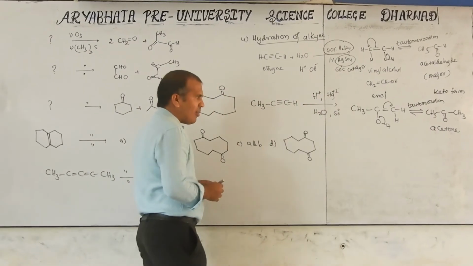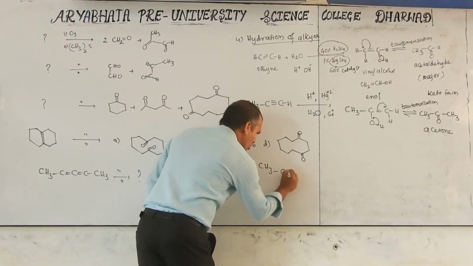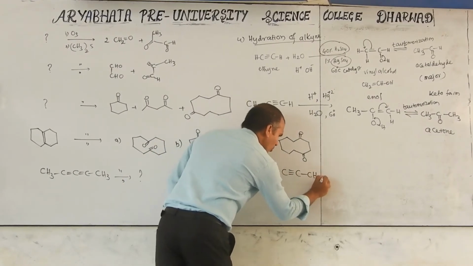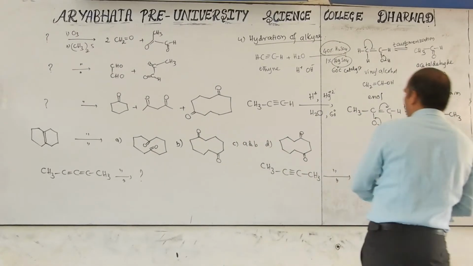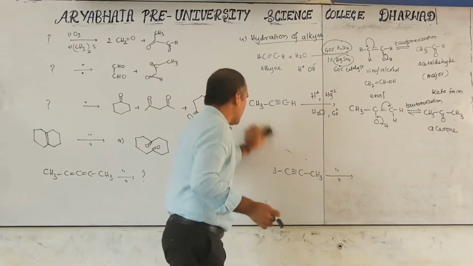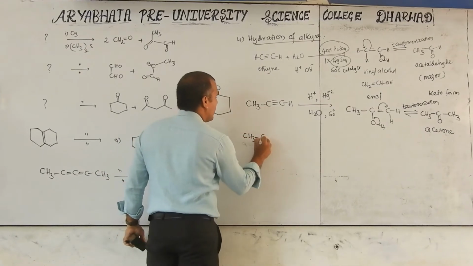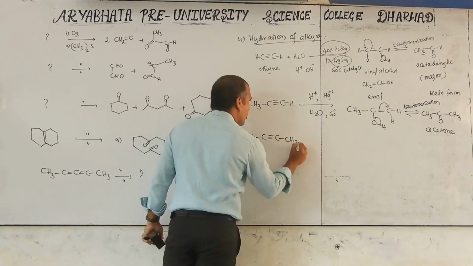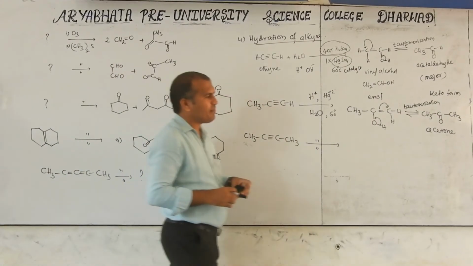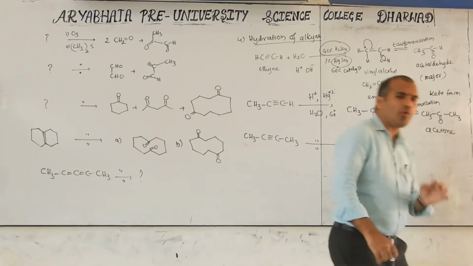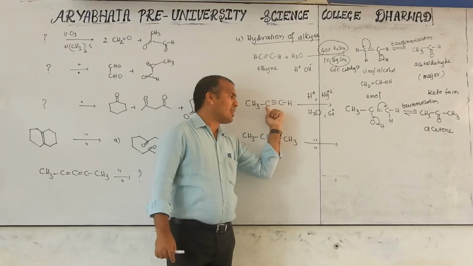Okay. Now I will take one more alkyne: CH3, C triple bond, CH3. I am taking the same reagent. If I take this type of alkyne, what do we expect here? Which side will OH attack? Where H is there, it will not attack. Where no H is there, OH attacks at that side.